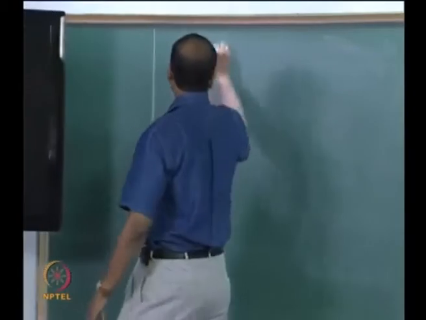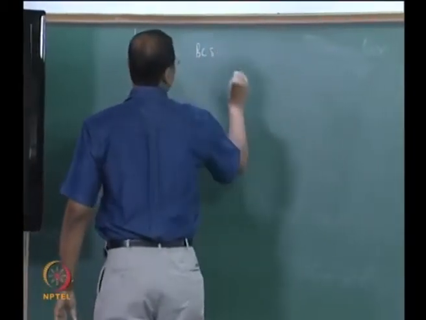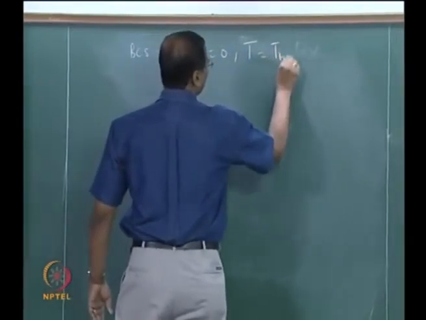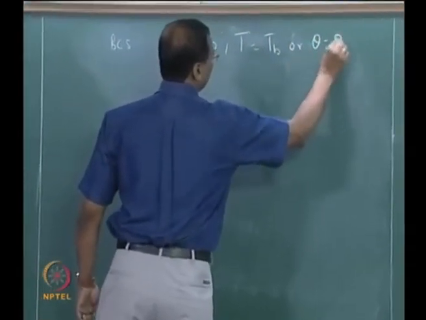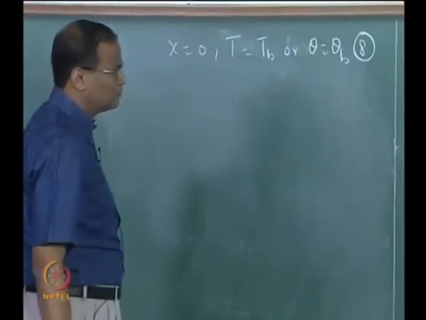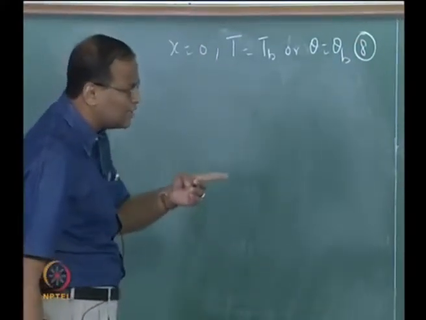Now boundary conditions, did I write the d square theta by dx square?